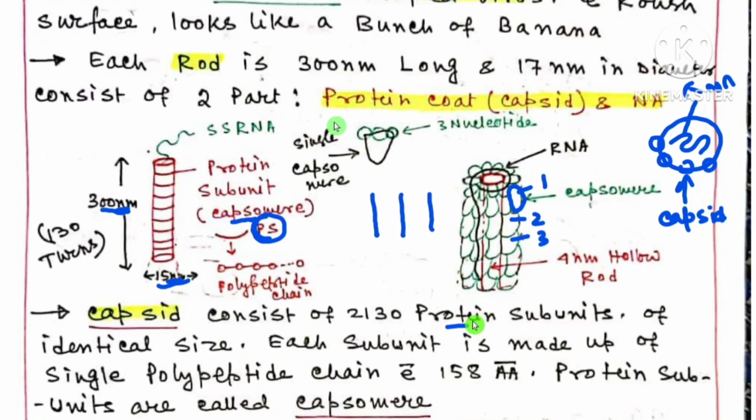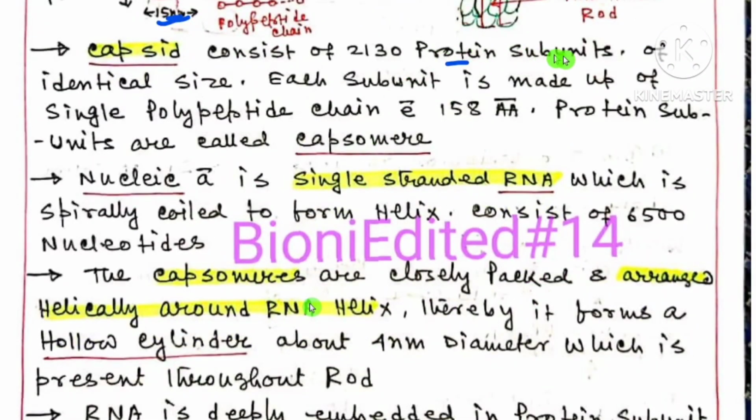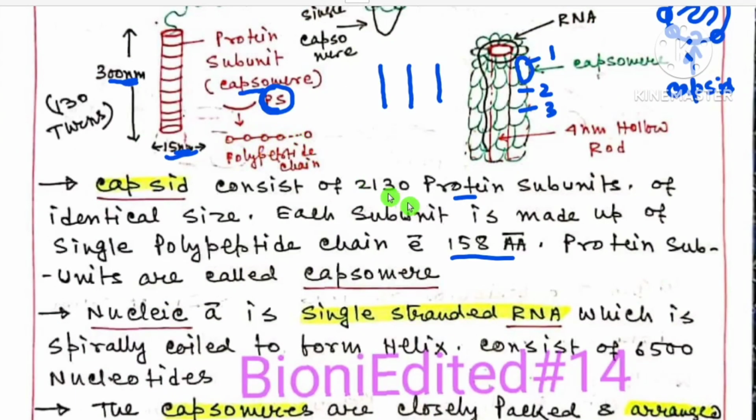The capsid consists of 2130 protein subunits of identical size, and each subunit is made up of a single polypeptide chain with 158 amino acids. Suppose this is a capsomere, this is a capsomere, and so on; there are 2130 capsomeres or protein subunits. Since each capsomere is a protein, it consists of different types of amino acids, and the protein subunits are called capsomeres.